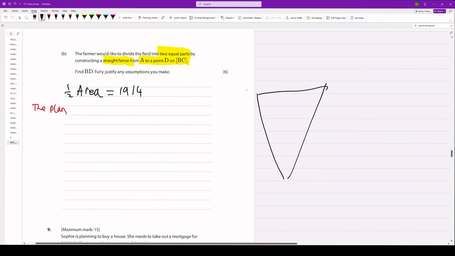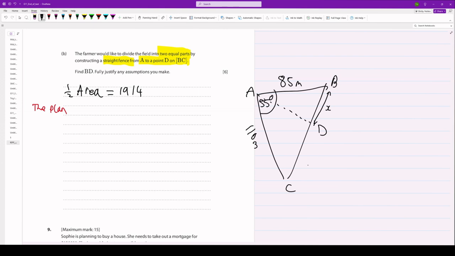Right, let's draw that again. So we've got A, B, and C. We've got our fence to D. Remember, this is an angle of 55 degrees, the whole thing, not just a bit of it. That's 85 meters. That bit's 110 meters. And we would like to figure out the length BD. So let's call that X.